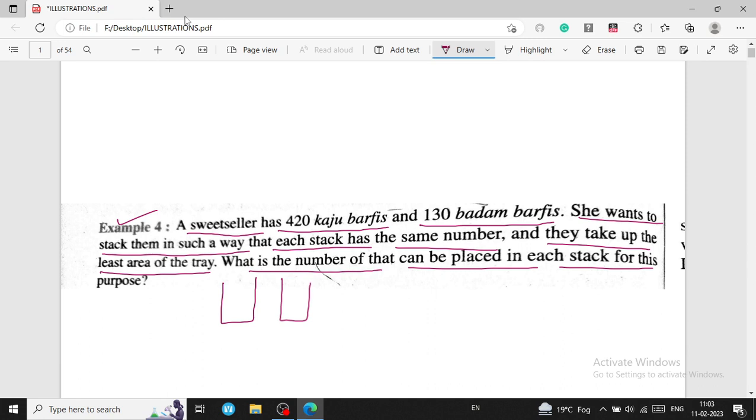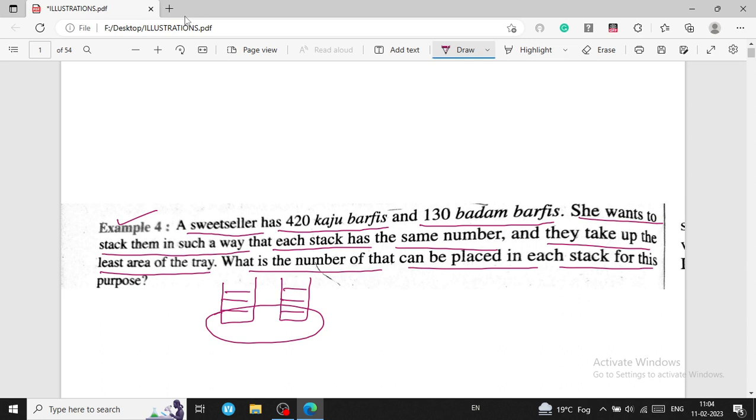These are the stacks and this is the tray. The sweet seller wants to stack them in this place, and each stack has the same number of items. They take up the least area of this tray. What is the number that can be placed in each stack for this purpose?